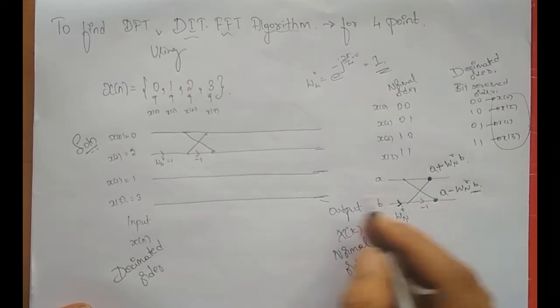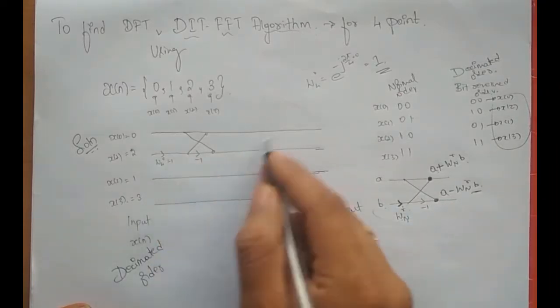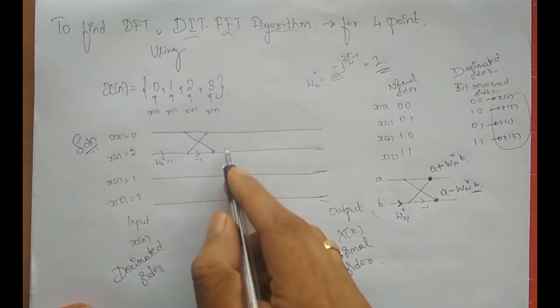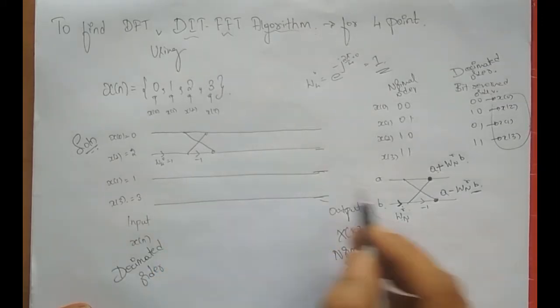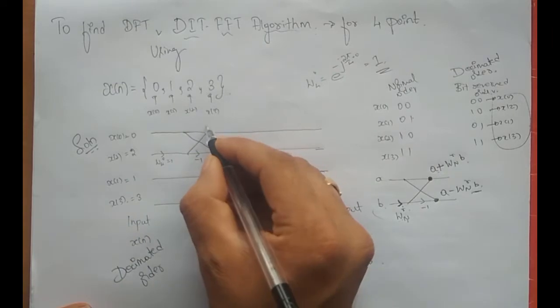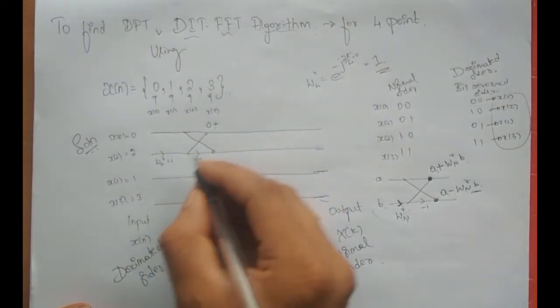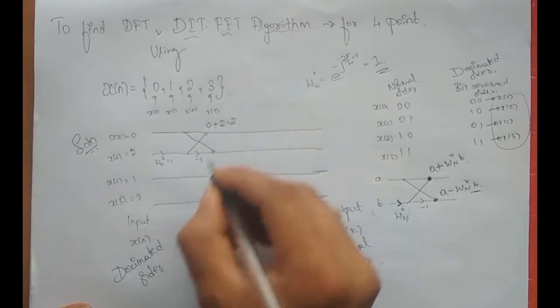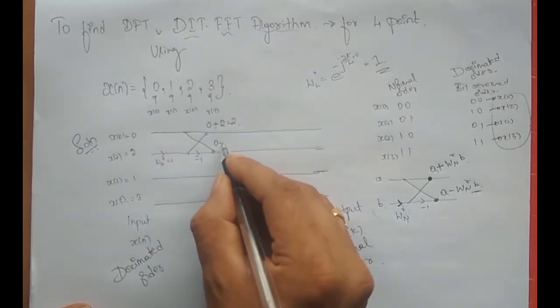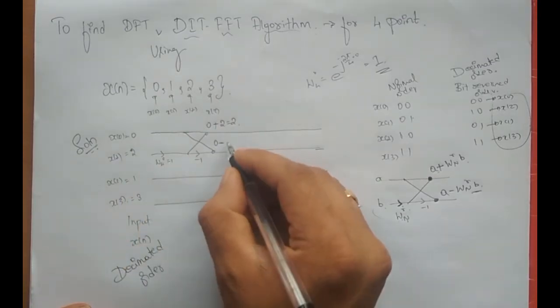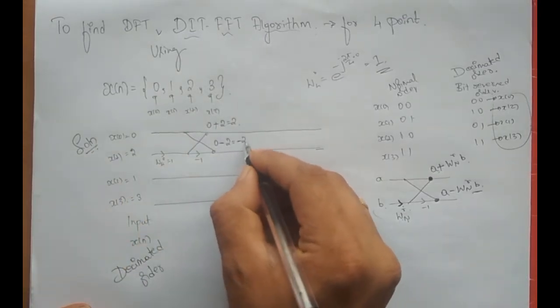And this computation will follow everywhere in the FFT algorithm. Whatever the butterfly and wherever the butterfly is, you just follow these rules. What do we have? I have 0 coming here and this is getting added with 2 times W4 power 0, which is 1, so which is 2. I have 2, right? And I have 0 coming here and it is subtracted with W4 power 0 times 2, which is equal to minus 2.